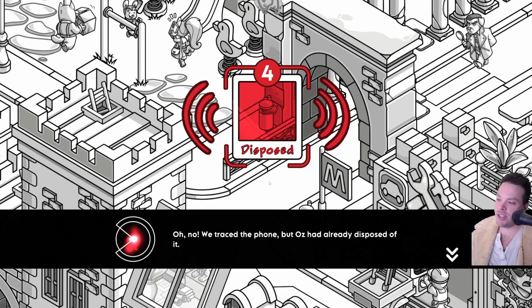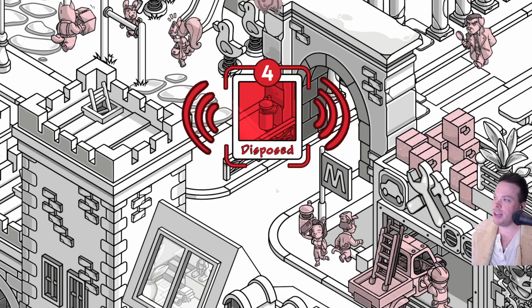Oh no, we traced the phone, but Oz has already disposed of it. We have to go back in time to when the phone was still in his hands.